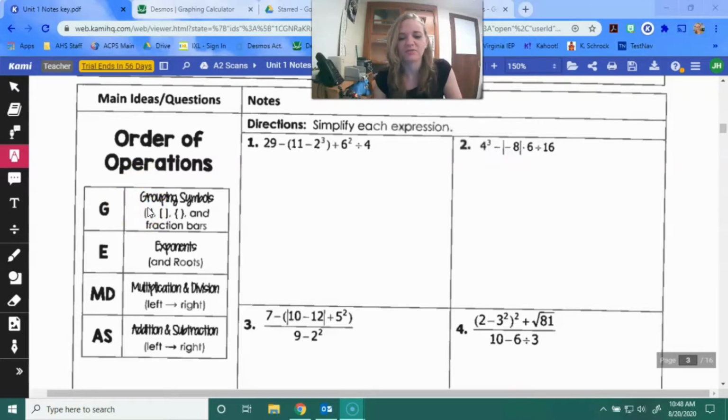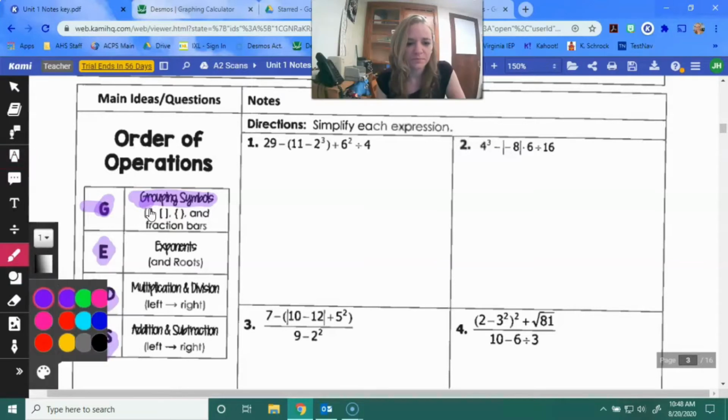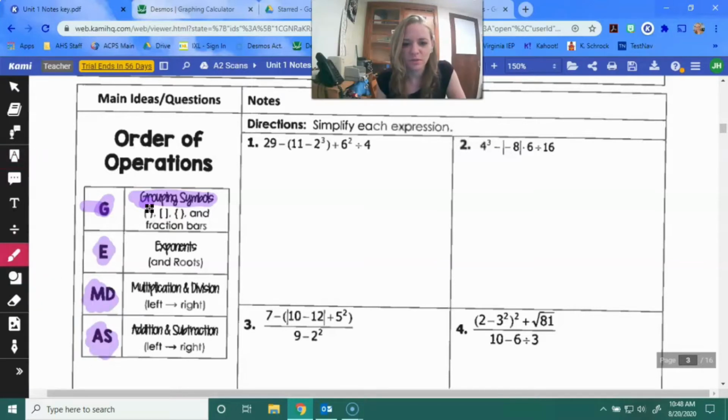And then the rest is, of course, exponents, multiply and divide, and add and subtract. We'll go ahead and do this step by step. We'll do a few of these together, and then I'll give you a few to do on your own. Just highlighting this, order of operations: the G is grouping symbols. That's probably the main thing you want to remember from that. So this shouldn't be too bad.